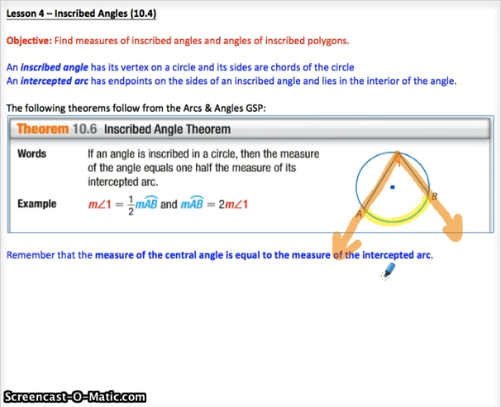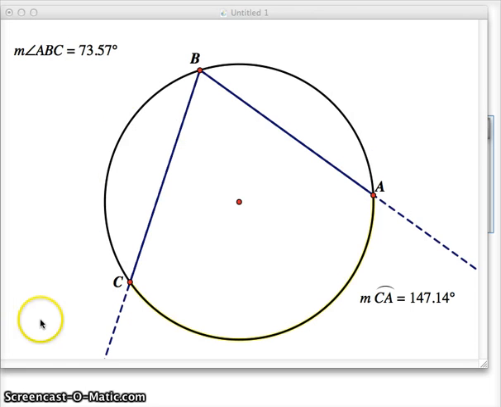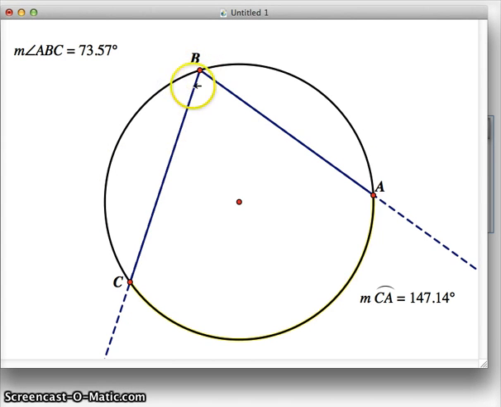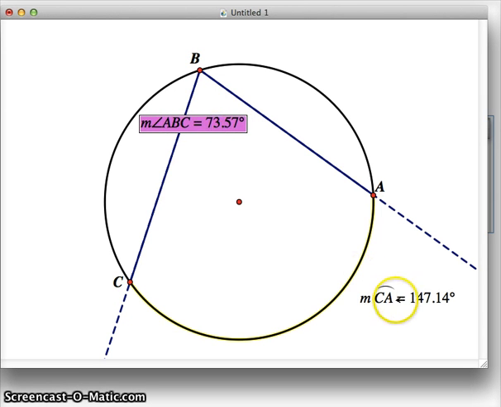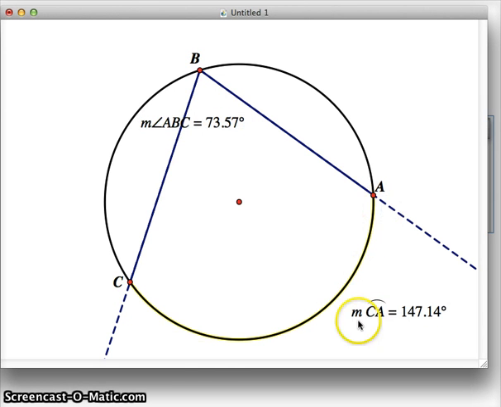Okay, so what does that mean? Well, let me show you this in Sketchpad. I made this in Sketchpad so I can wiggle this around and you can see kind of what's going on. So here's the angle we're talking about. This angle up here is 73 degrees. And this arc CA is 147. So if we took this times 2, we'd get exactly that.